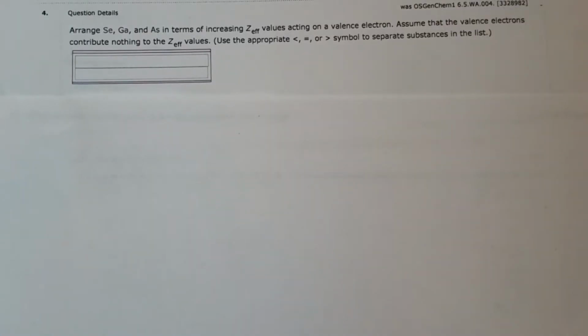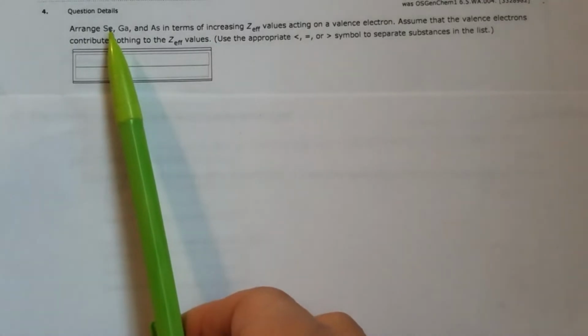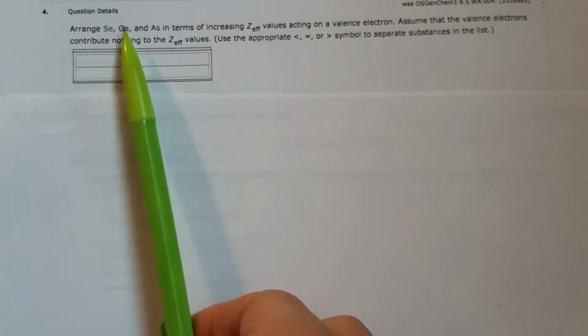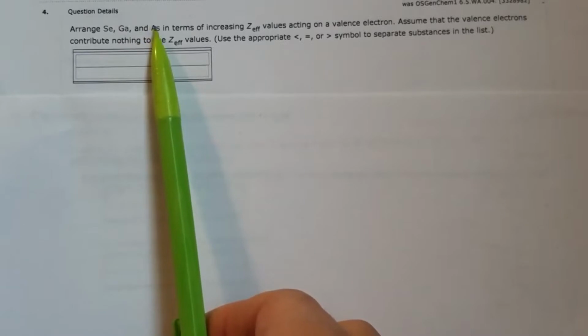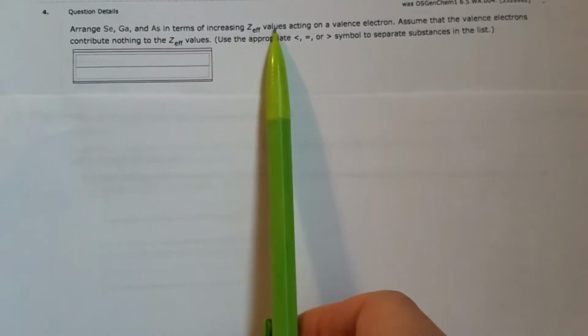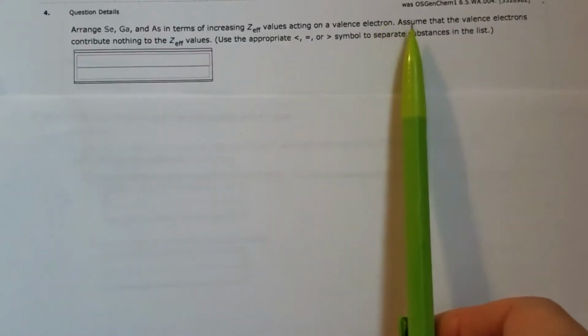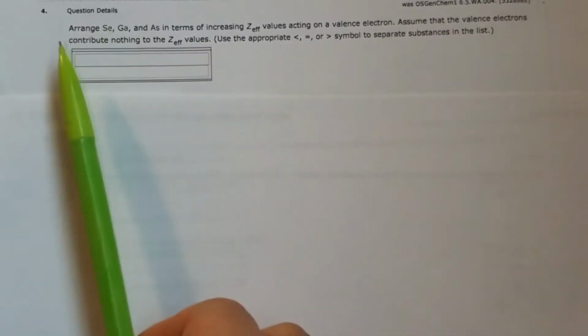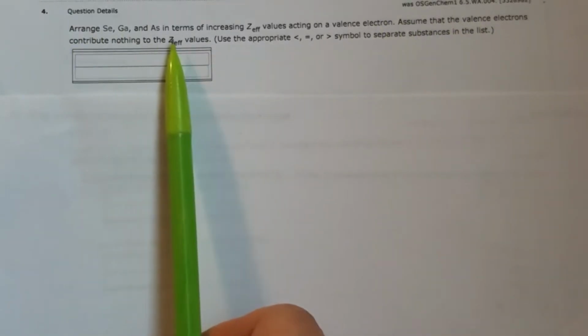Chapter 6, Periodic Properties, Homework, question number 4. Arrange selenium, gallium, and arsenic in terms of increasing effective nuclear charge acting on a valence electron. Assume that the valence electrons contribute nothing to the Zeff values.